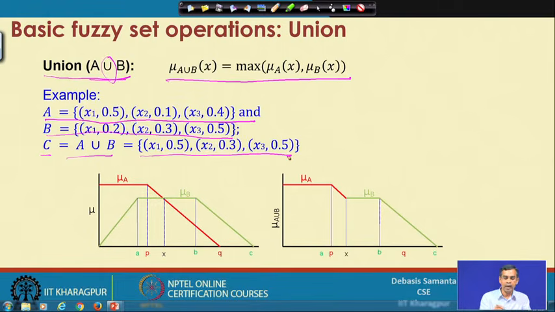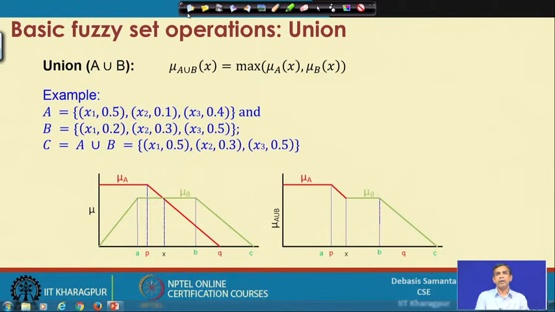Now, here we can see how we have obtained the membership values for the different elements which belong to the set C. So, here 0.5 is obtained as the max of these two values, 0.5 and 0.2, as per the definition. Similarly, 0.3 is basically the max of the two membership values in the sets A and B, and likewise. So, this way we can obtain the union of the two fuzzy sets.